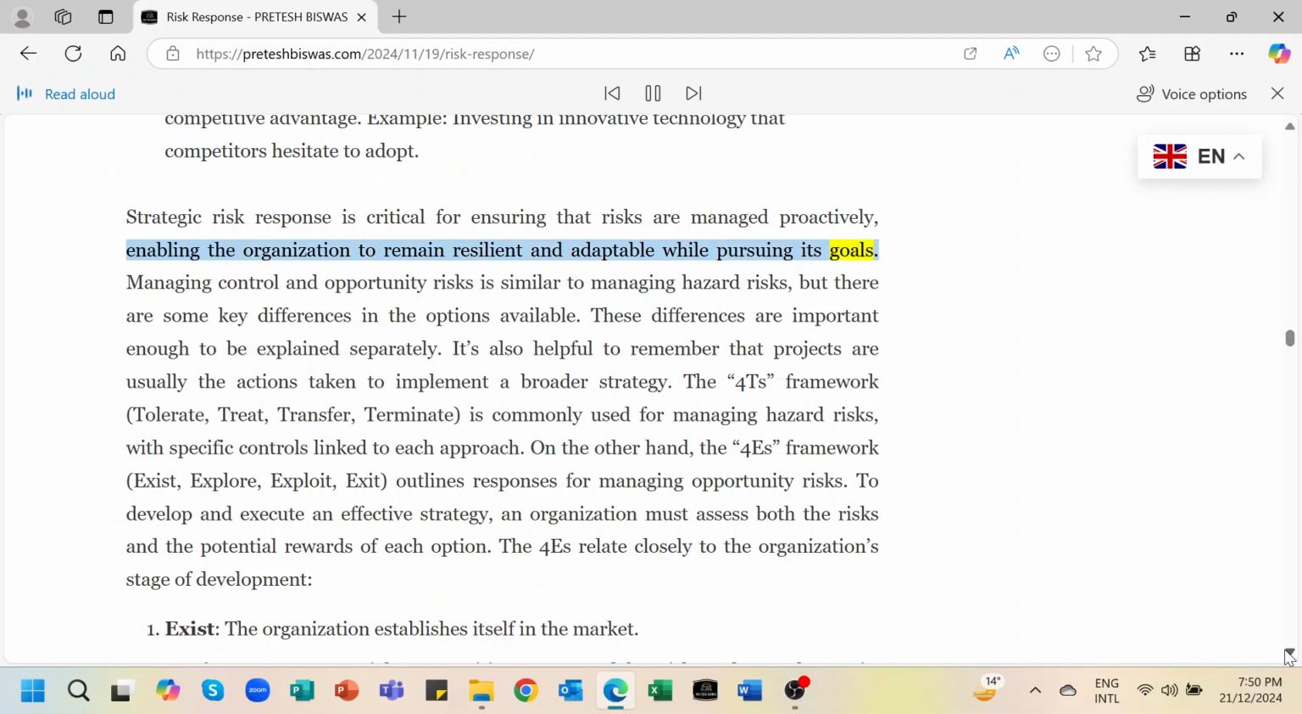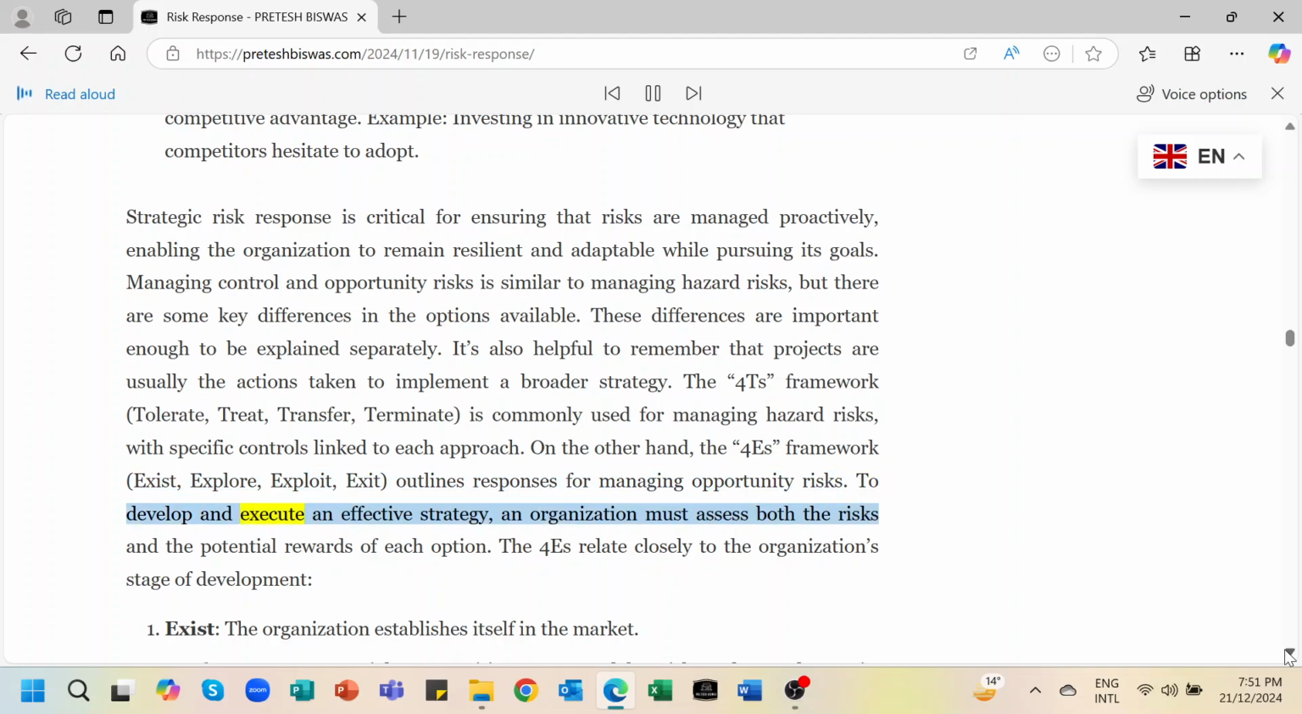while pursuing its goals. Managing control and opportunity risks is similar to managing hazard risks, but there are some key differences in the options available. These differences are important enough to be explained separately. It's also helpful to remember that projects are usually the actions taken to implement a broader strategy. The 4Ts framework, tolerate, treat, transfer, terminate, is commonly used for managing hazard risks with specific controls linked to each approach. On the other hand, the 4Es framework, exist, explore, exploit, exit, outlines responses for managing opportunity risks.